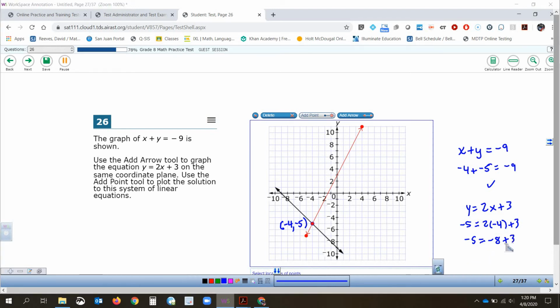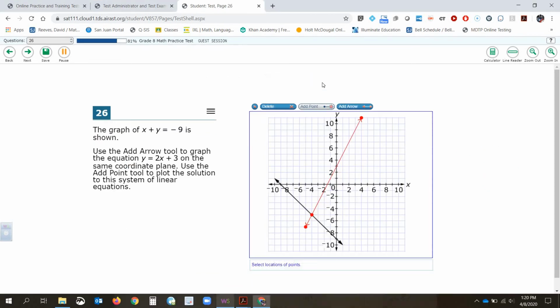8 negatives plus 3 positives, does that equal -5? Guess what? It does. So that proves that our solution was actually the correct one. -4 and -5. All right, so I think we're good.